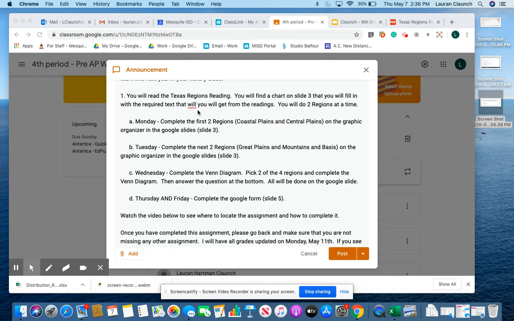So Monday, you're going to complete 2 regions. You're going to complete the coastal plains and central plains on the graphic organizer. Tuesday, you're going to complete the last 2 regions, so Great Plains and mountain basins. I'm going to show you the graphic organizer in just a minute.